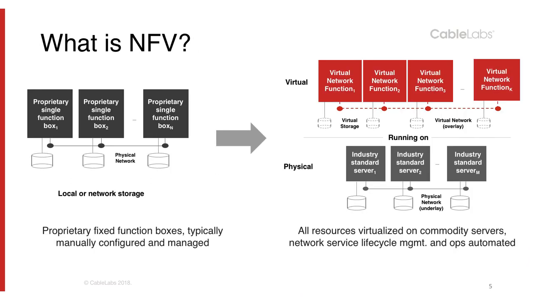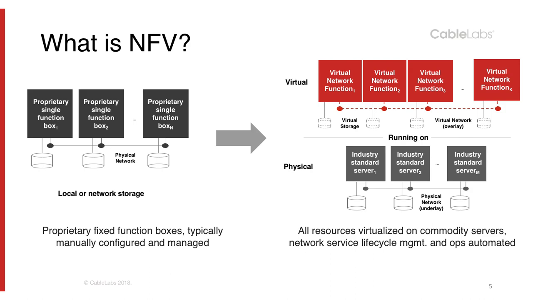So now that you've seen what NFV can do, let's back up. Let's talk about what NFV is. On the left-hand side, you see a traditional network. It consists of proprietary single-function boxes connected together over a physical network and connected to physical storage. So these network services are manually constructed, and there's a lot of manual configuration and management as well. So that's what today looks like.